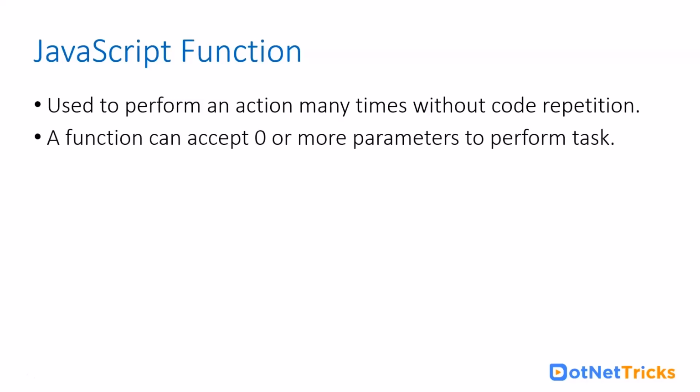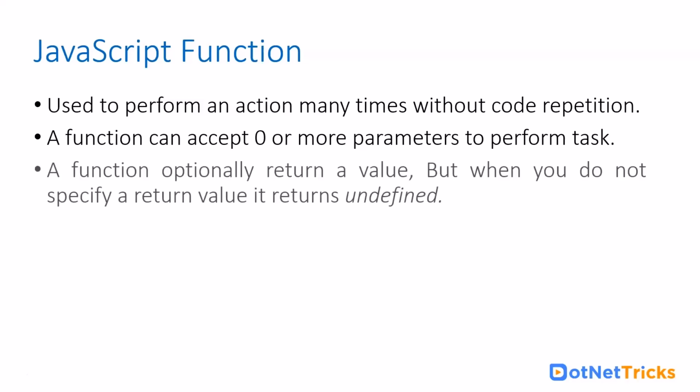A function can accept 0 or more parameters to perform the task. It totally depends upon your requirement. A function optionally returns a value, but when you do not return a specific value, it actually returns undefined. So if you are not returning anything from your function, do not call that function from a console statement. Just call it normally, it will execute, print its output and go back.